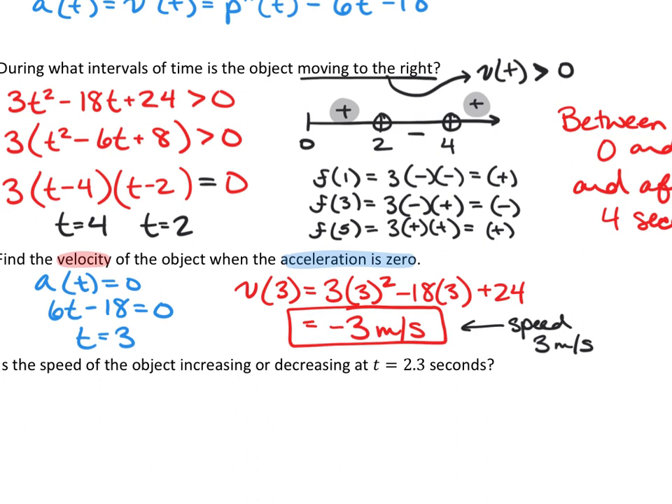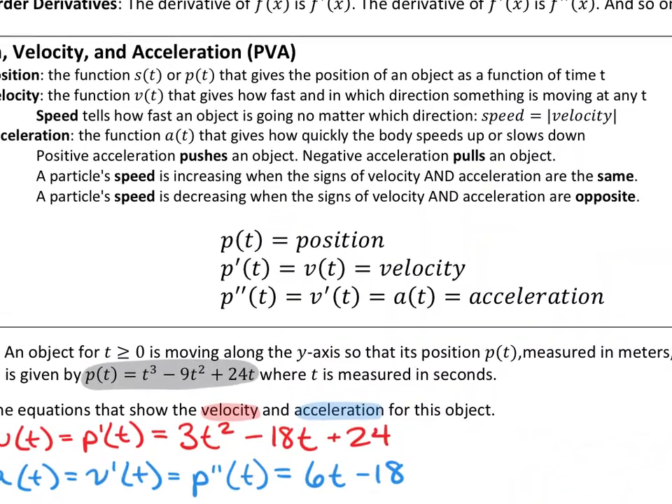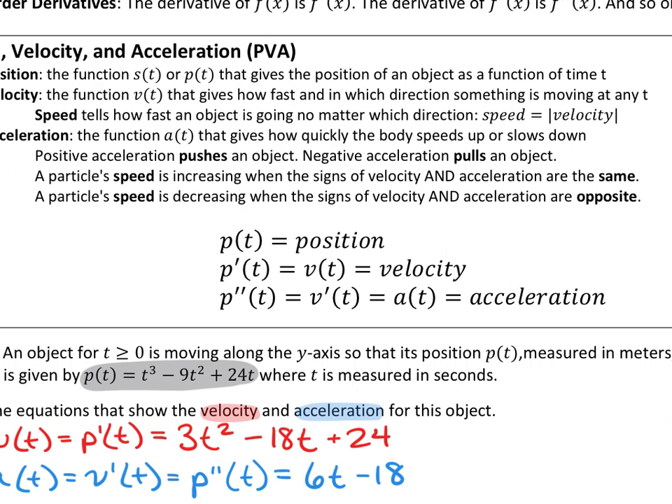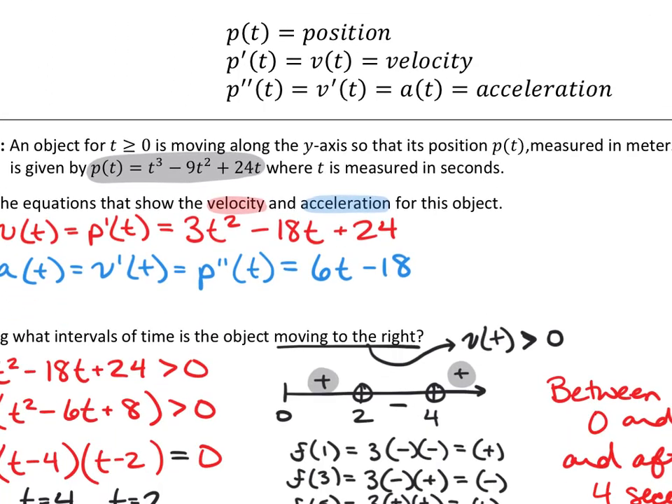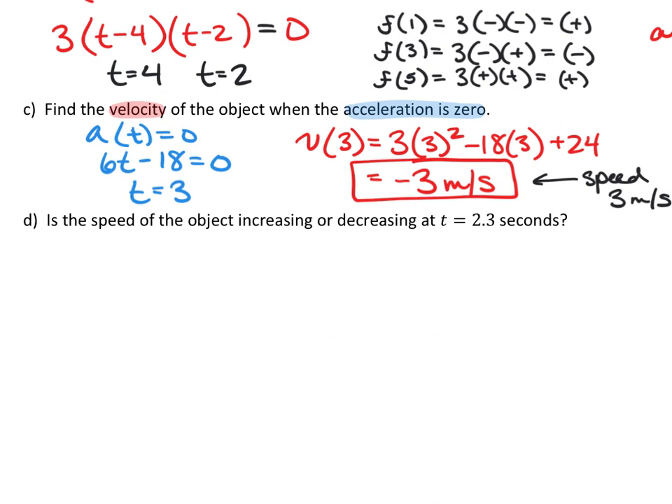Now I did skip over reading this part earlier up at the top, and I'm going to go back up there for a second. This last little section at the top says a particle's speed, which is something to do with its velocity, is increasing when the signs of velocity and acceleration are the same, and a particle's speed is decreasing when the signs of velocity and acceleration are opposite, because that means you have opposite forces working on each other, for my physics friends, instead of working in the same direction. So the question D says, is the speed of the object increasing or decreasing at t equals 2.3 seconds? To answer this question, we need to know both the velocity and the acceleration at that time.